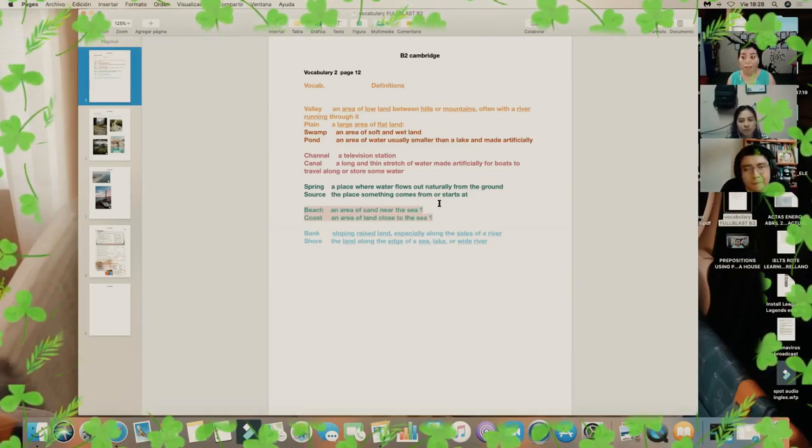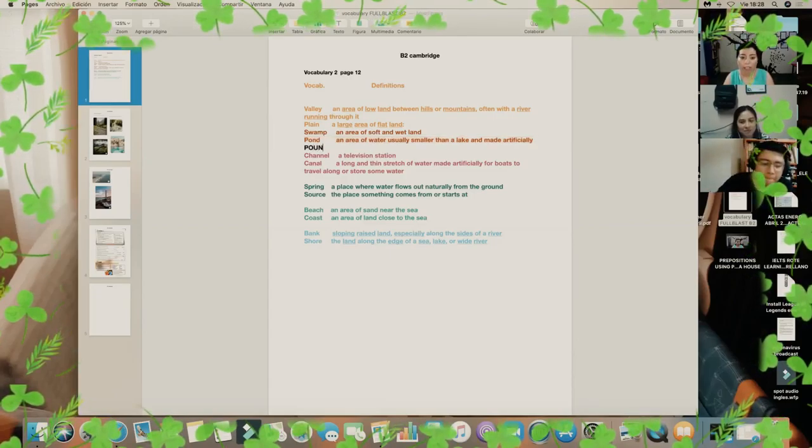Pond. It's this one. Pond, something like that. Yes, because usually the students pronounce it like this. Pound. It's not pound. It's pond. Yes, across the pond. It's a pond, pond, pond.